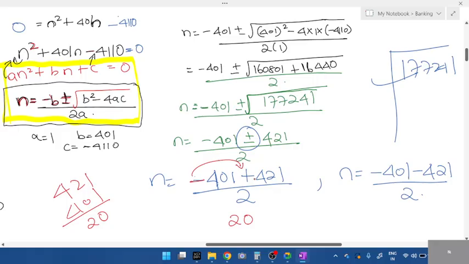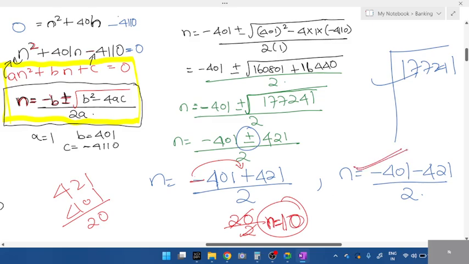Is it clear, students? 20. And 421 is greater, so we get positive. So 20 divided by 2. What's the answer? n is equal to 10. Okay, n stands for number of months. So how many months? n is equal to 10 months.